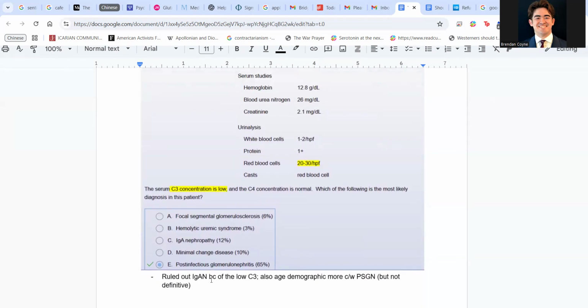And yeah, we ruled out IgA nephropathy because of low C3. Also, the age demographic is more consistent with PSGN, but not definitive. Yep.